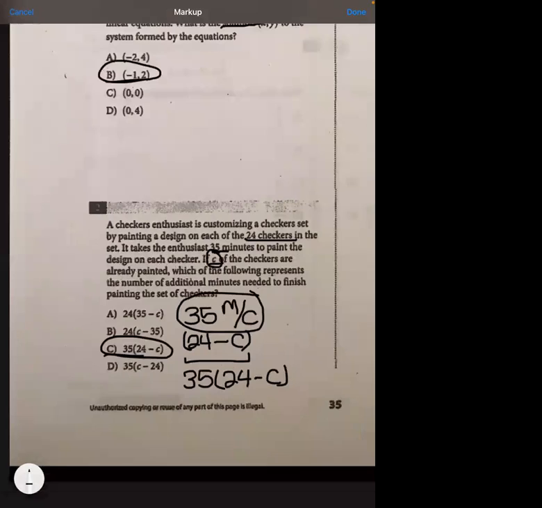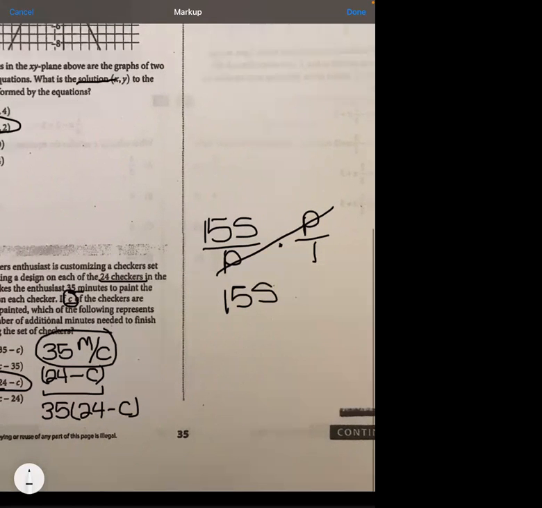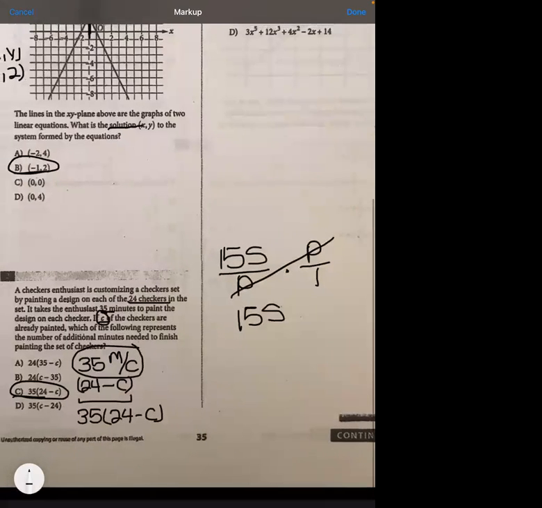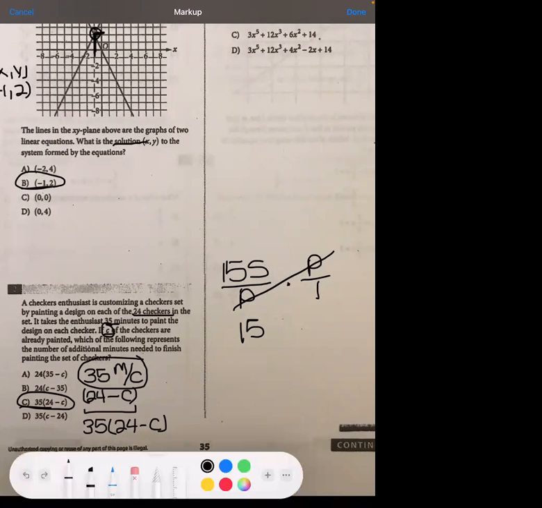Another way of thinking about it is if it takes 15 seconds for each pencil, you multiply this by the number of pencils you have, P, and your response will be the amount of time it will take to complete the task. Are there any questions with this? All right.